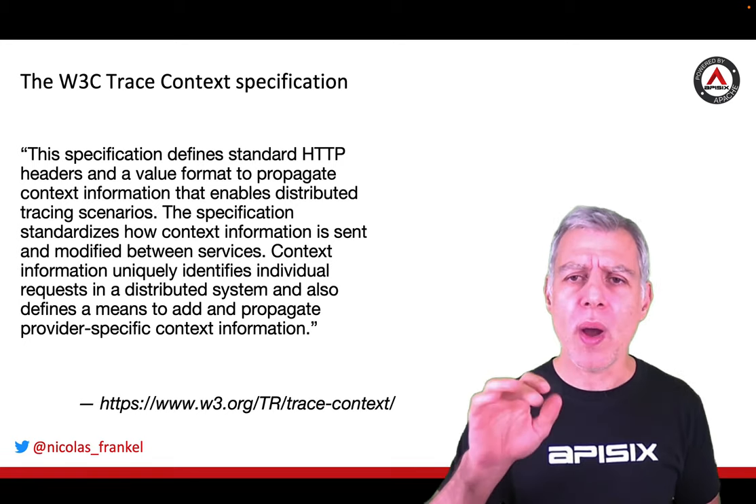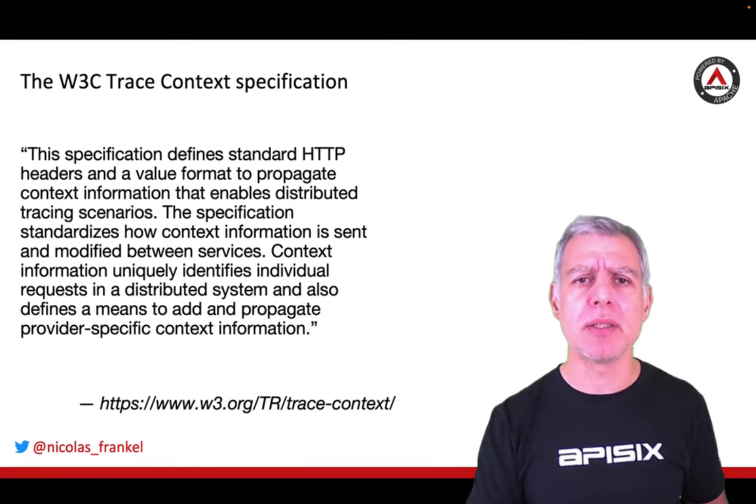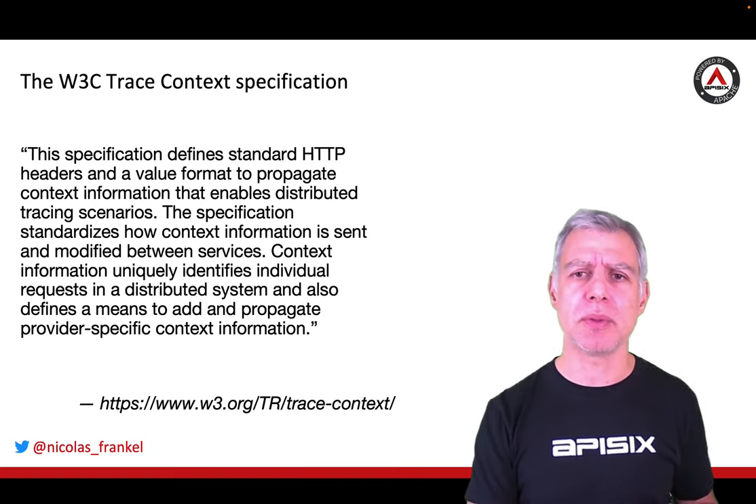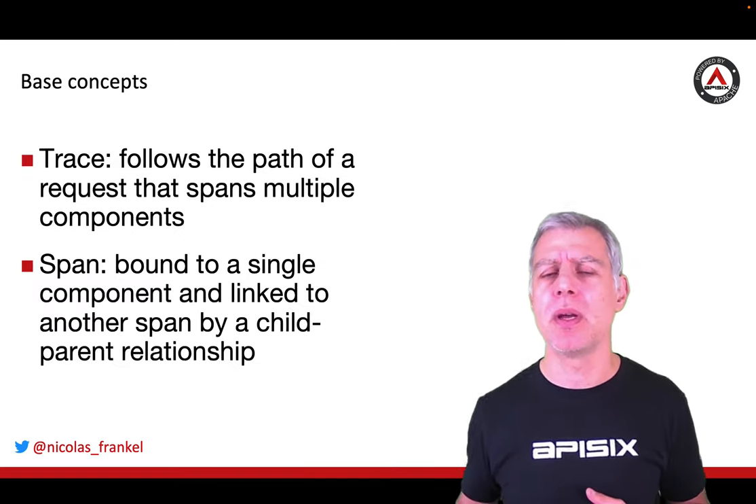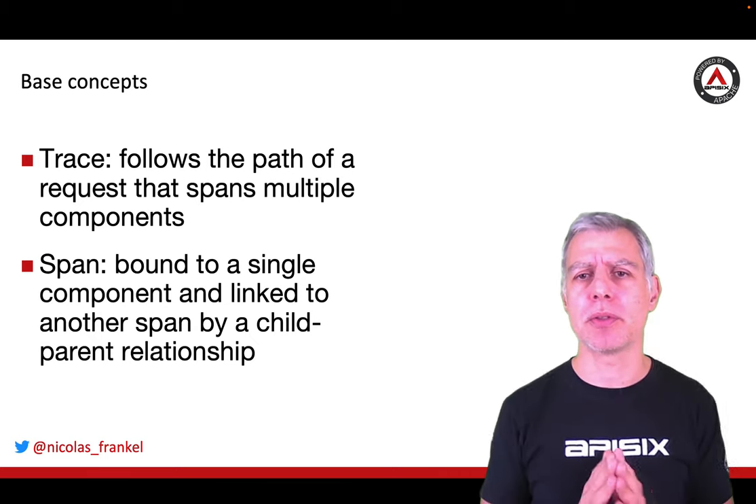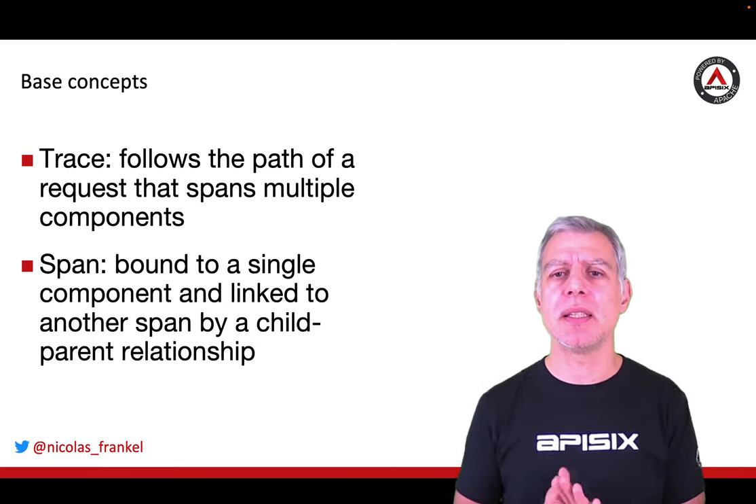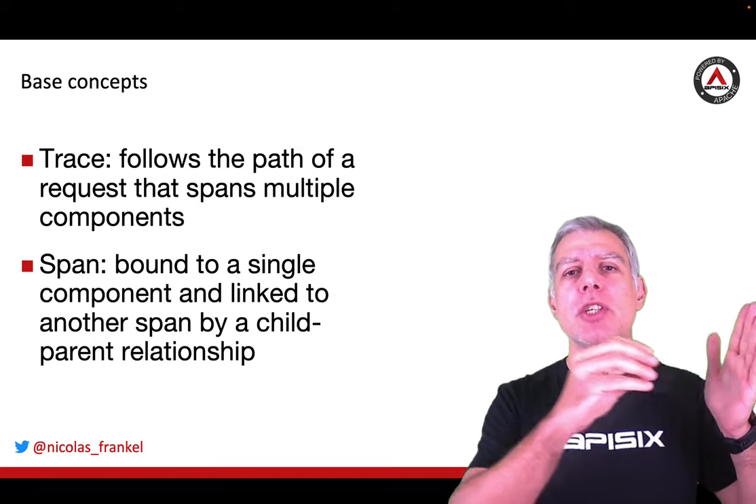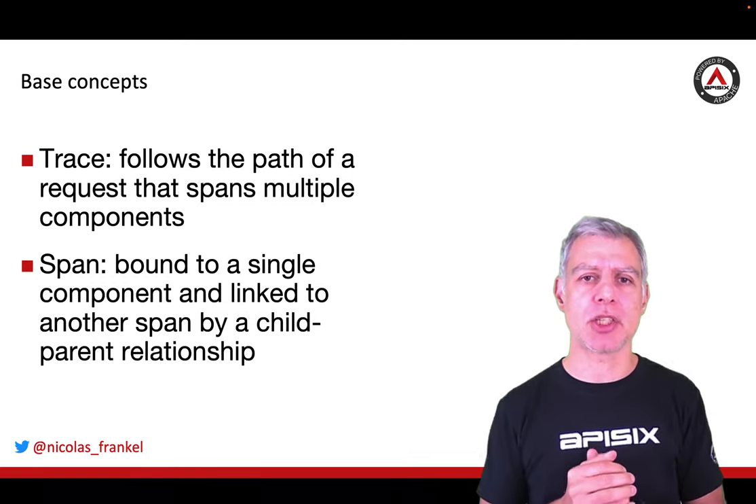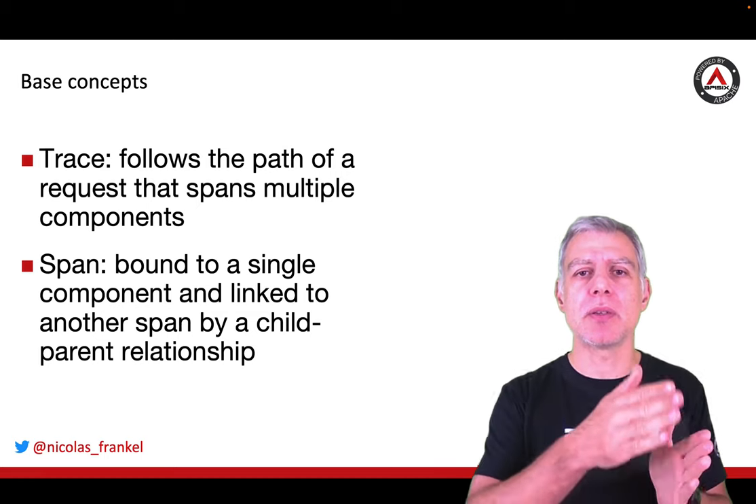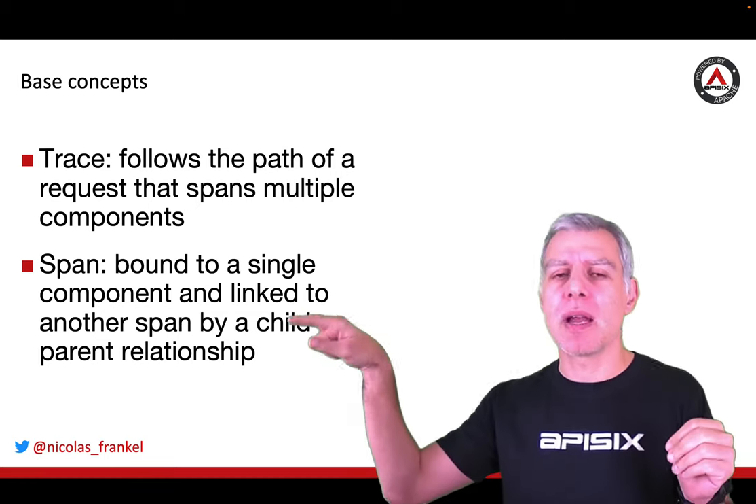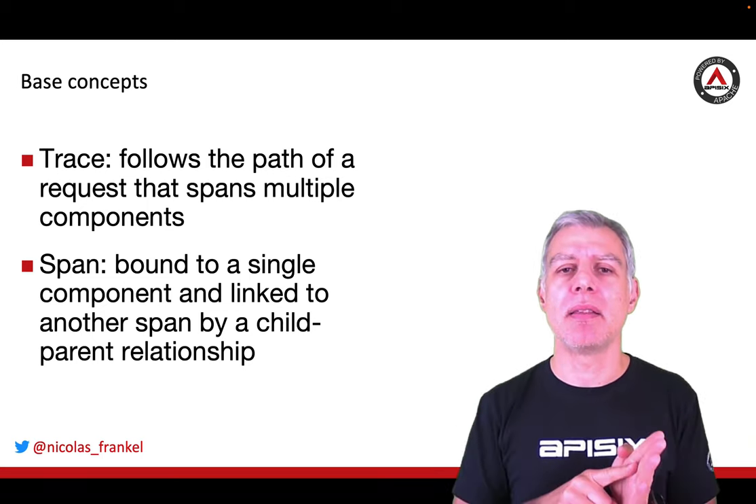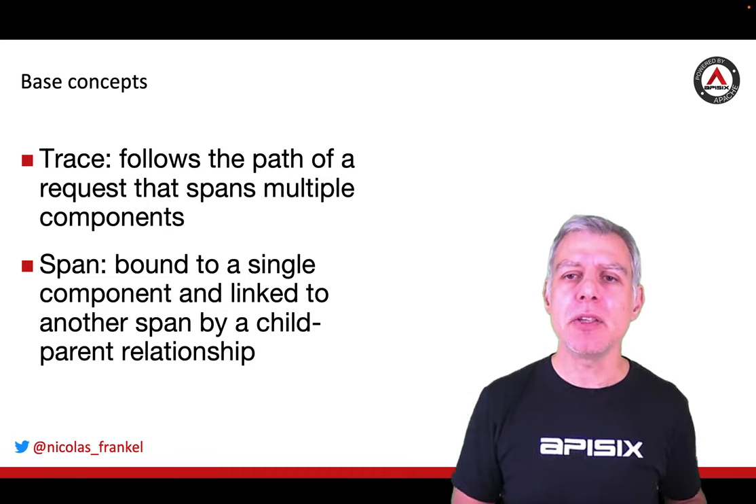It's quite easy to read, so you can already do that at home. And basically, if you don't have time, let me refresh it for you. You've got two important concepts. The first concept is the idea of a trace. A trace is actually the abstraction of the business transaction. So the trace will go from the entry point to the utmost deeply nested component and back again. That's the trace. And then you've got a span.